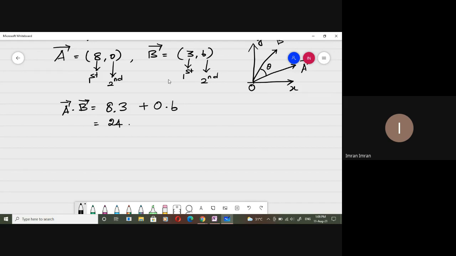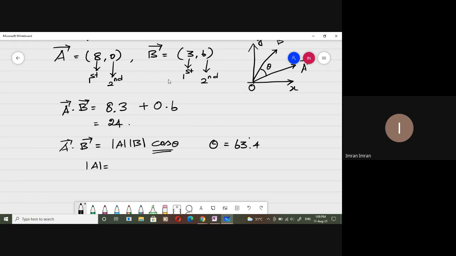The other way is A dot B vector is equal to modulus of A and modulus of B cos theta. The theta is the angle between the two vectors A and B. The given angle is theta, which is equal to 63 degree 4 minutes. Okay.